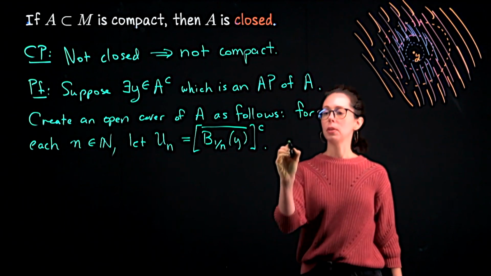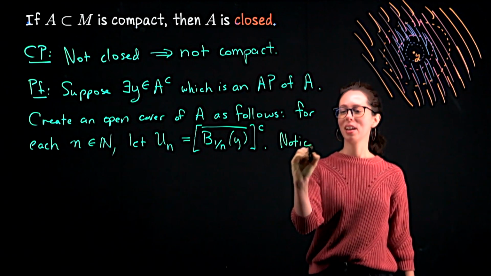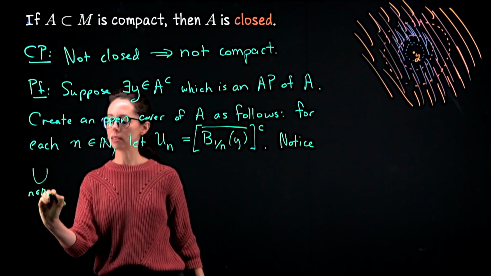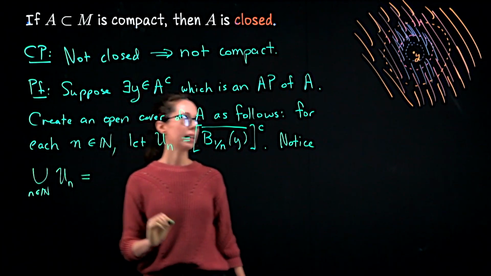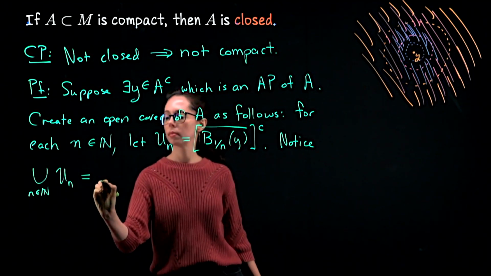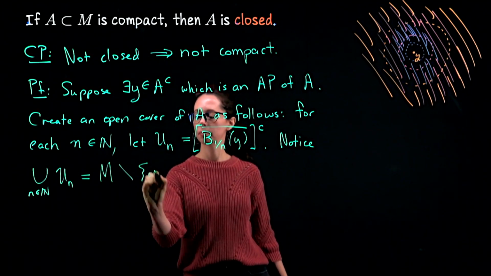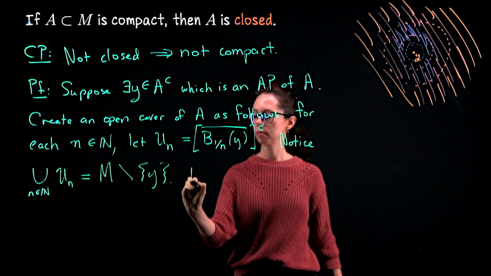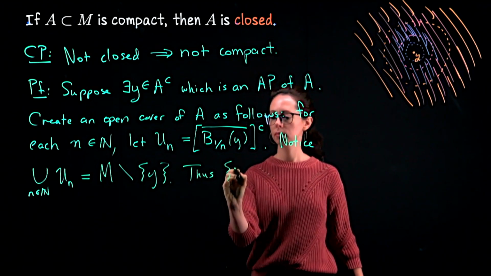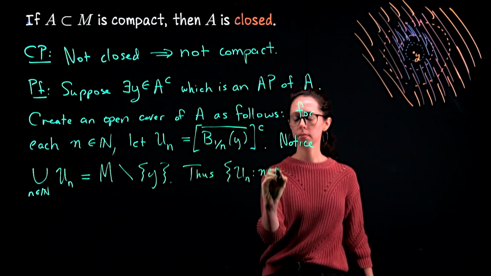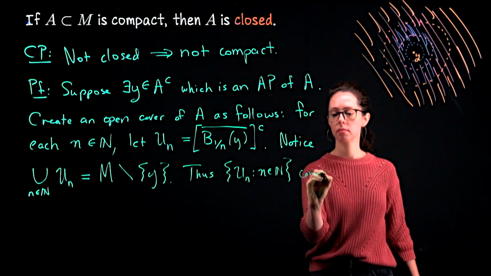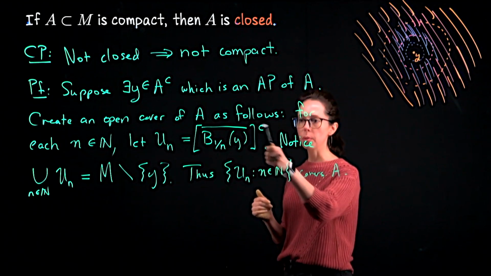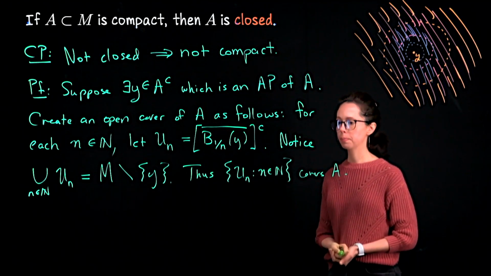Let me just say, notice, leaving the reader to do quite a bit of work here. Notice the union of all of these is everything but y. So A is covered. It's an open cover of A. It's covering A, and each one is the complement of a closed set, so it's an open cover.